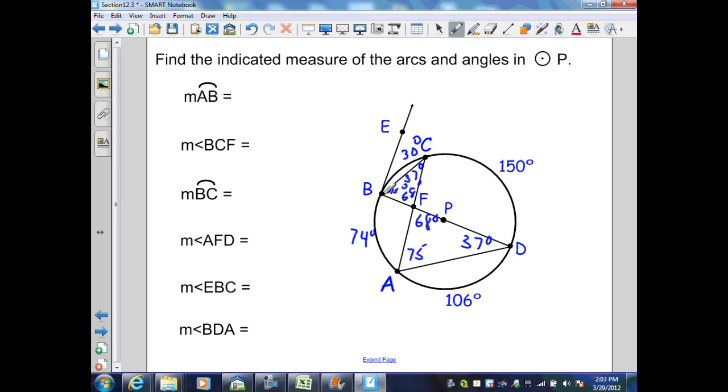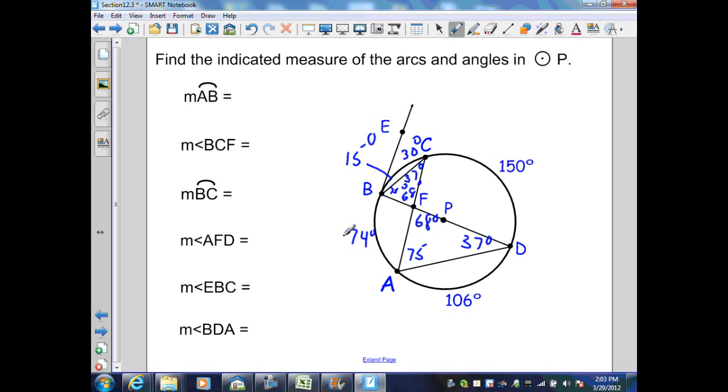The only thing left is the tangent BE, which intersects the endpoint of my chord. That creates an intercepted arc BC, which we know is 30 degrees. Therefore, the angle EBC has to be half that, which is 15 degrees. Knowing the information that we've just solved in the diagram, we can now go back and answer the questions.